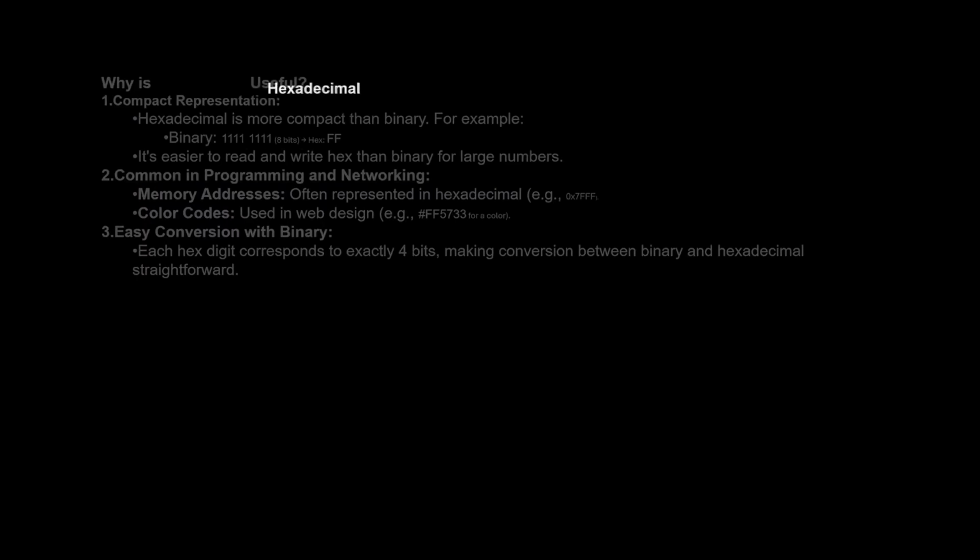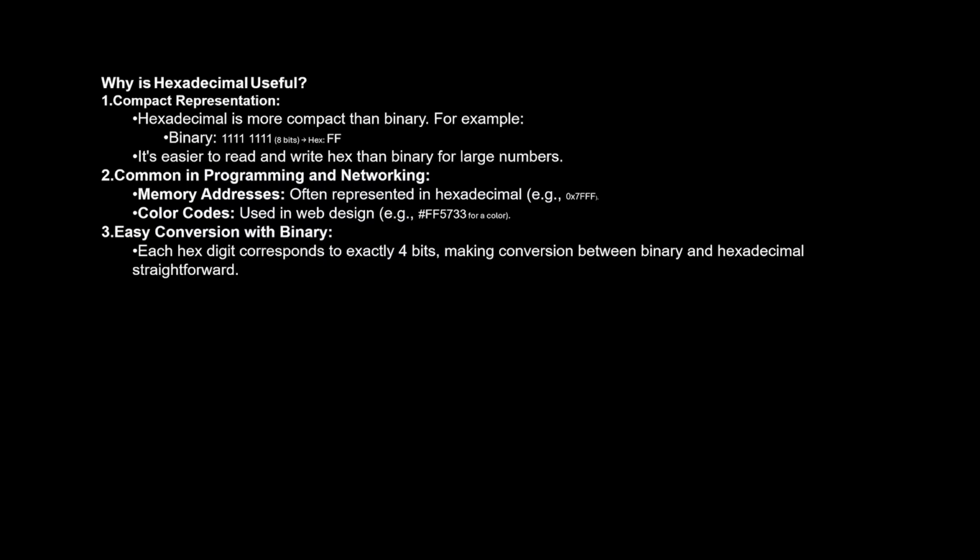Now let's understand the benefits of using hexadecimal numbers. Hexadecimal numbers are more compact than binary numbers. 4 binary digits are represented through 1 hexadecimal digit, which is why it is more compact than binary. As well, it is easier to read and write hexadecimal than binary for large numbers. There are multiple other benefits of using hexadecimal numbers. I think we have enough understanding of hexadecimal numbers now.